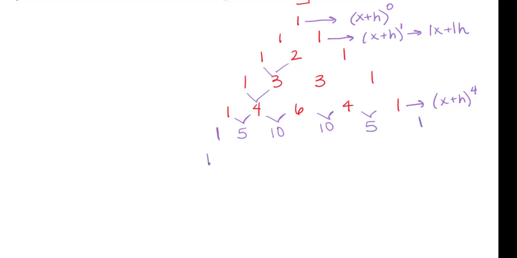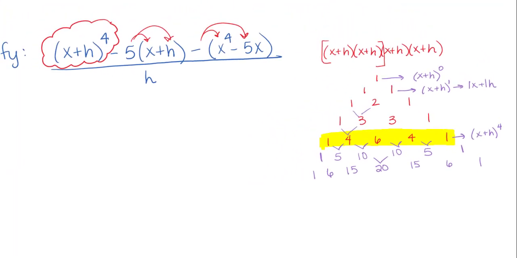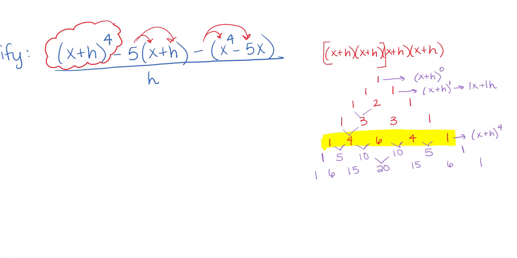And I could do that again. 1 and 5 is 6, 5 and 10 is 15, 10 and 10 is 20, 15, 6, and 1. And again, if you look at the two kitty corner above each number, that's where that sum comes from. So I'm going to be looking at this row right here, and usually Pascal's triangle can be written out within a matter of a few seconds. So that's why this becomes really efficient.